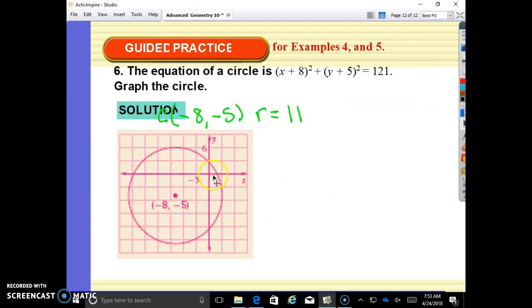So over to -8, they went by threes. 3, 6, 7, 8. 2/3 of the way to 9. And then they went down to -5. So they went -3, -4, -5, 2/3 of the way. I wouldn't necessarily go by threes with this, but that's just me. So there's their center. Their radius is 11. So they have 2, 3, 4, 5, 6, 7, 8, 9, 10, 11. Up 11, over 11, down 11. Okay?